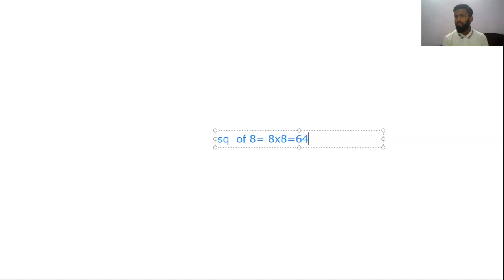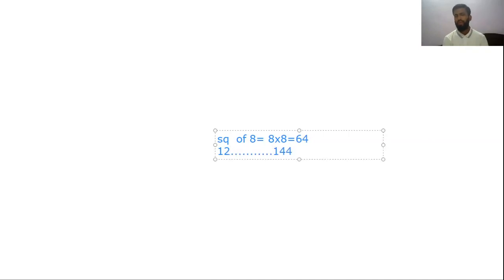So 8 square is 64, right? 8 square is 64. So 8 is an even number. The answer 64 is again an even number, and therefore a square of any even number is even. If I take some other examples, like square of 12, right? And a square of 12 would be 144.